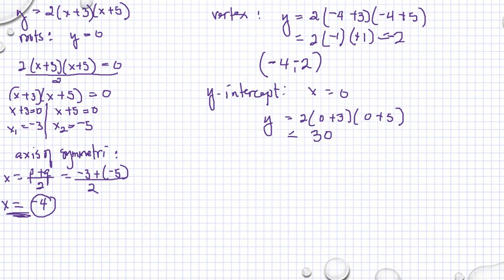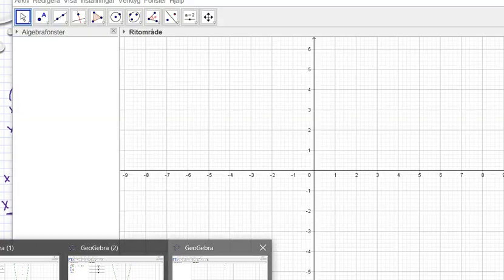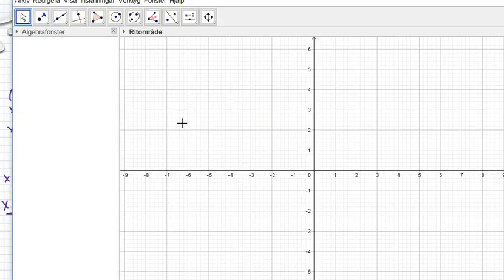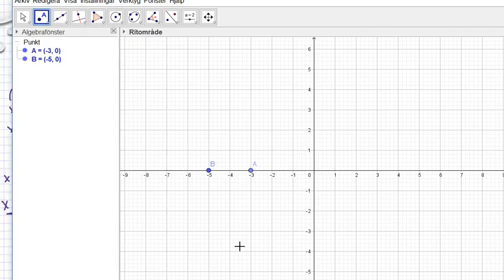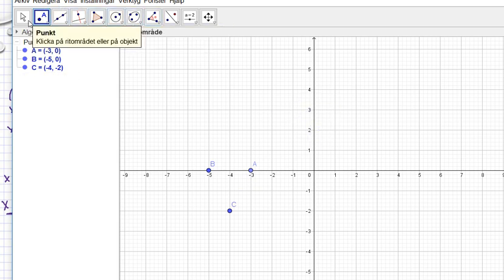Let's see now if we can do that. We have our roots, negative 3 and negative 5. I will get a graphing paper here. Then I will put here negative 3 and negative 5. There you go. And then we have, if I remember it right, negative 4 and negative 2. There you go. And then we have 30. Oh, sorry. We have 30.